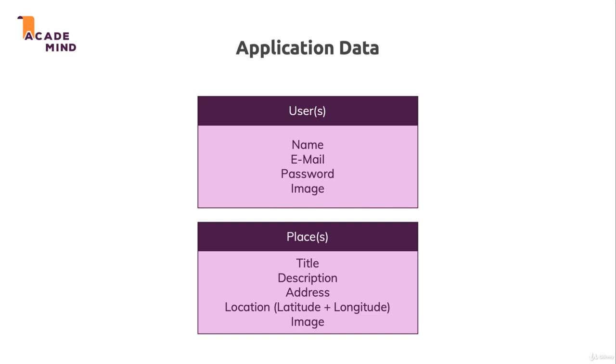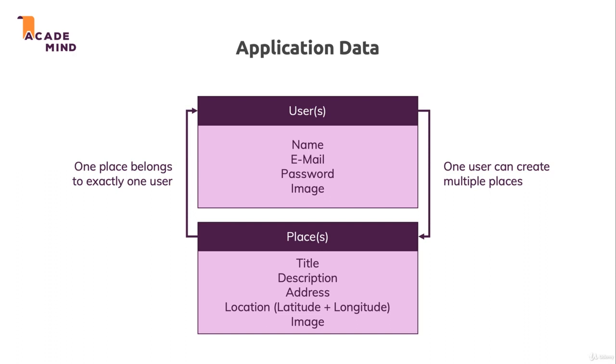Once we build the users then, which will be the next step, then we also have to make sure to create a relation between these two entities, you could say. Because in the end, we want to make sure that one user can create multiple places and that one place can only belong to exactly one user. So that's the second important step in the rest of this module, to establish the connection between the users and the places.